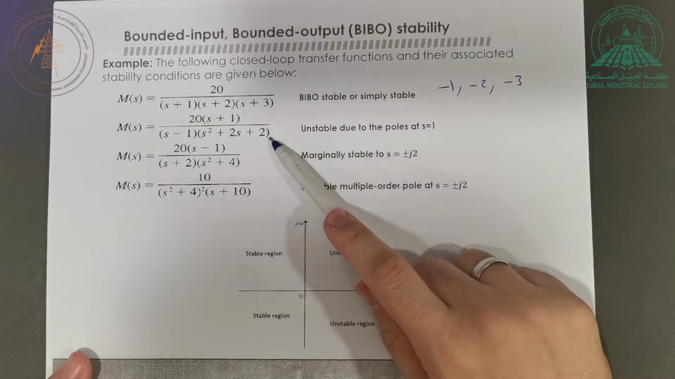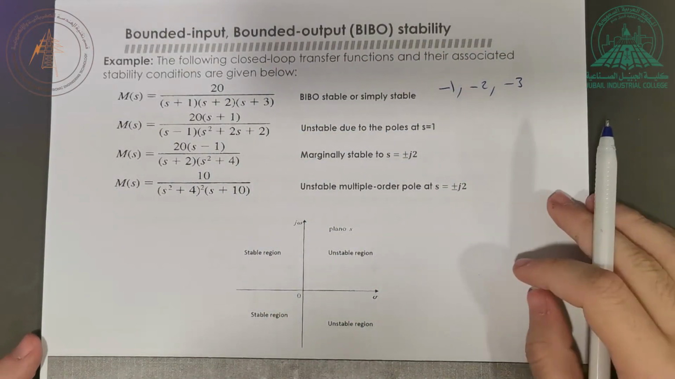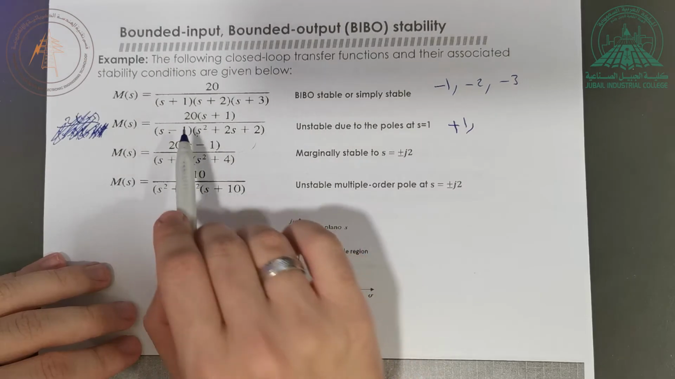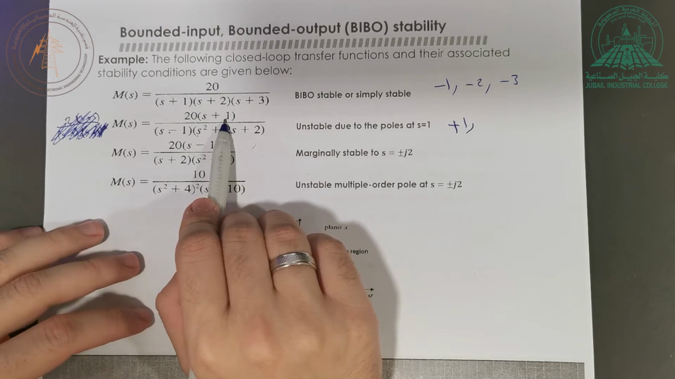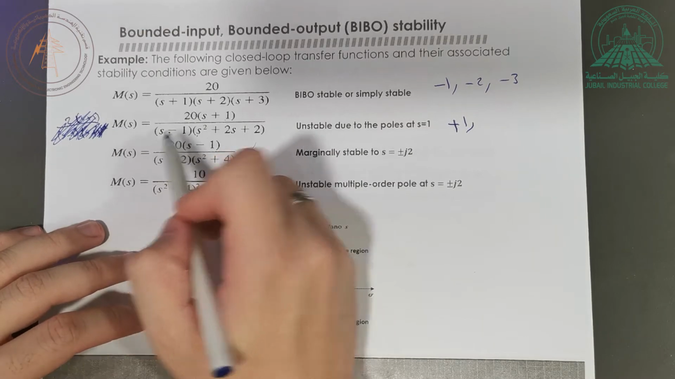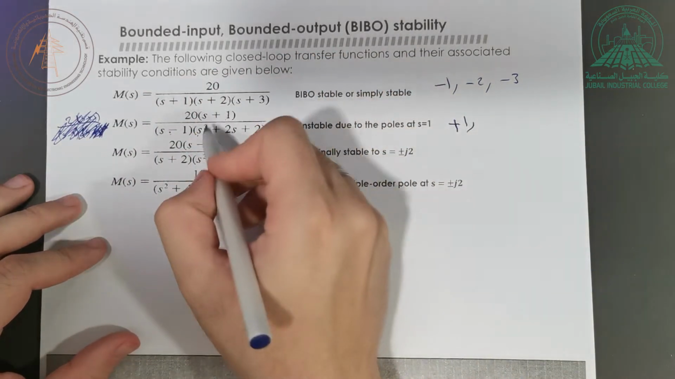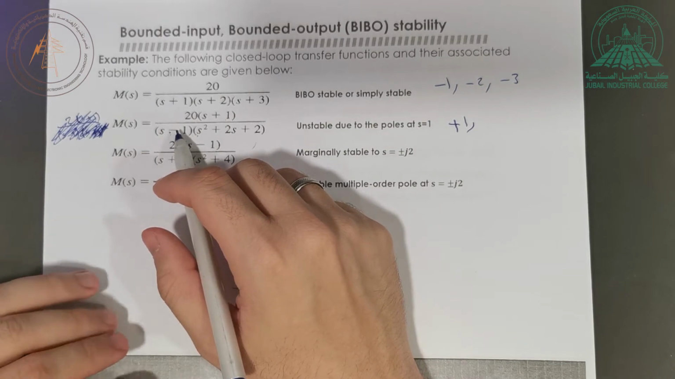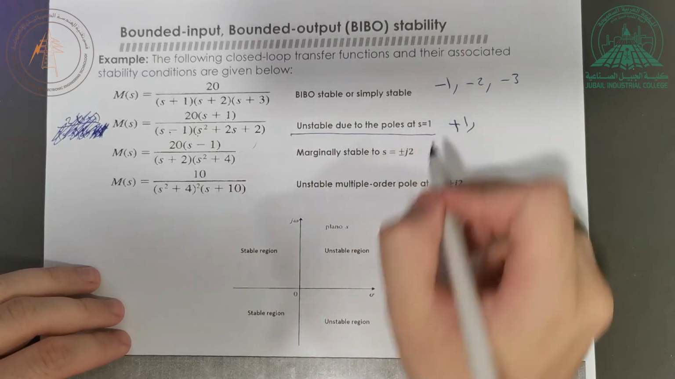The next system, what are the zeros? We don't care about the zeros. Again, the stability is decided by the characteristic equation. I'm only interested in the characteristic equation, the denominator. This system has a zero at -1, but I don't care about the zero. I only care about the poles. Right off the bat, I can see that I have a pole at +1. I don't even need to expand this bracket, because even if only one pole is in the positive right half plane, the system is going to be unstable. So this is unstable because of this pole.